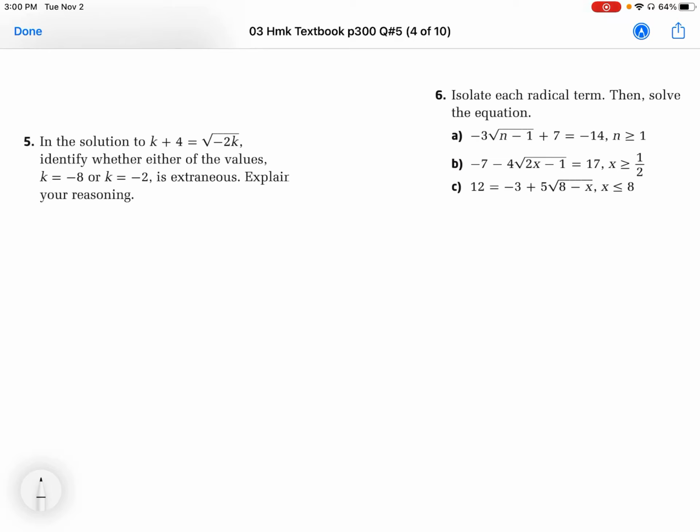We can just plug it in to check. That's our primary method of checking for extraneous solutions. We can just plug in and check. We'll just solve this while we're here.